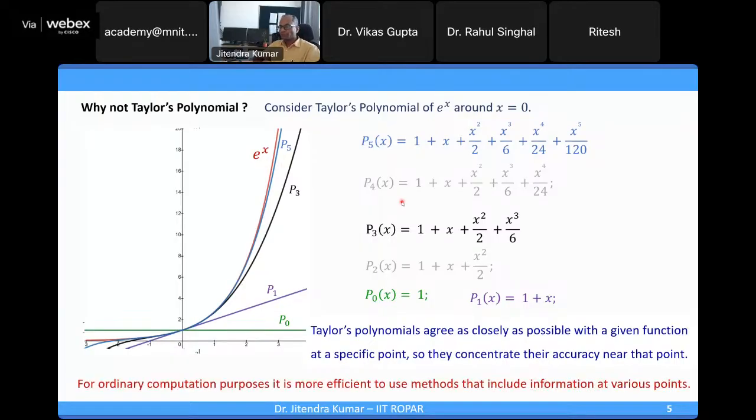So for many computations, it is more efficient to use this method that includes information at various points, and you don't need these assumptions of, for instance, smoothness or differentiability. Then this interpolation is more useful than this, which is of course useful in analysis mostly, but when we talk about more practical problems, these interpolating polynomials are more useful than even Taylor's polynomial.